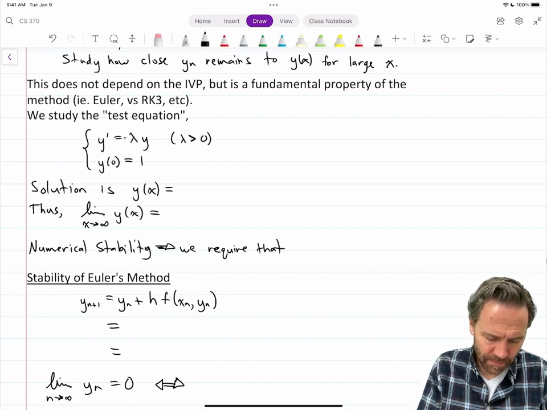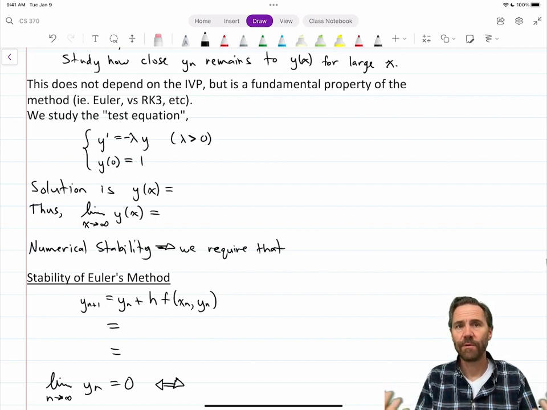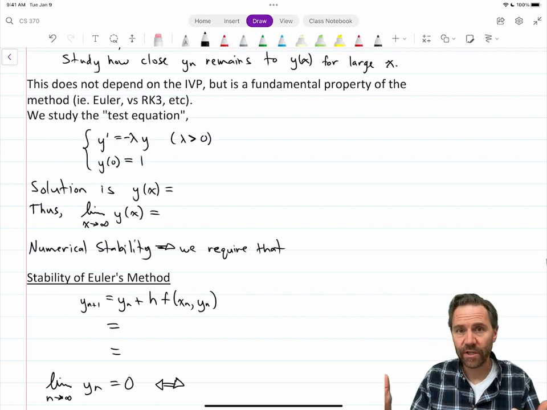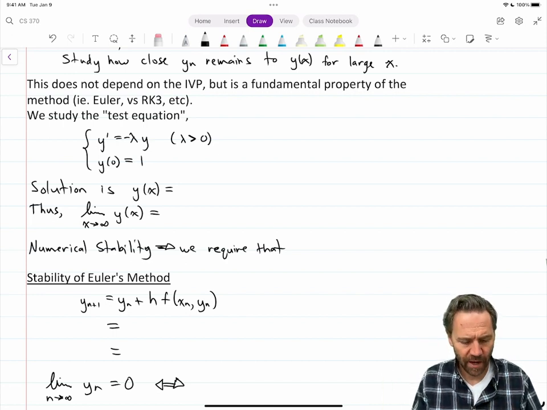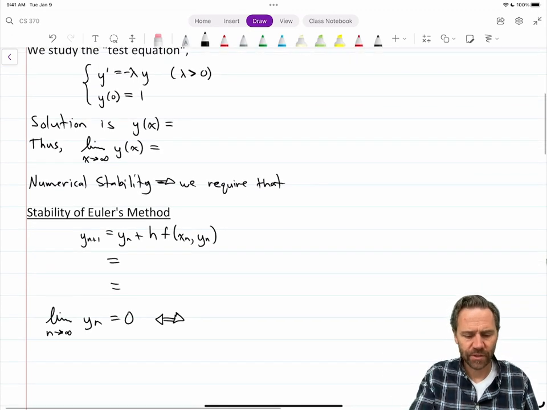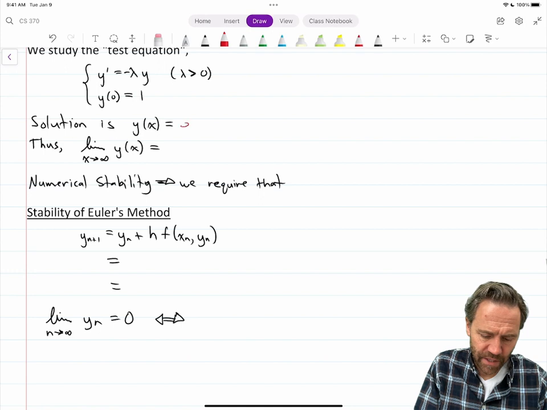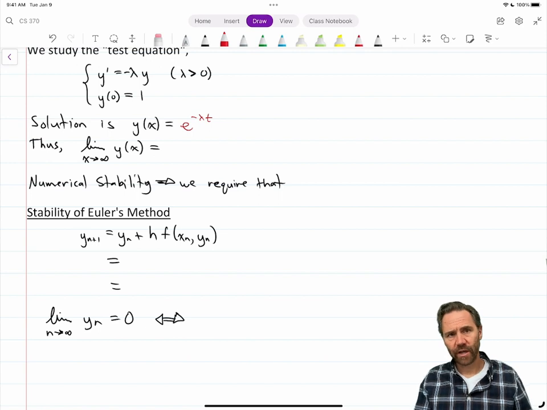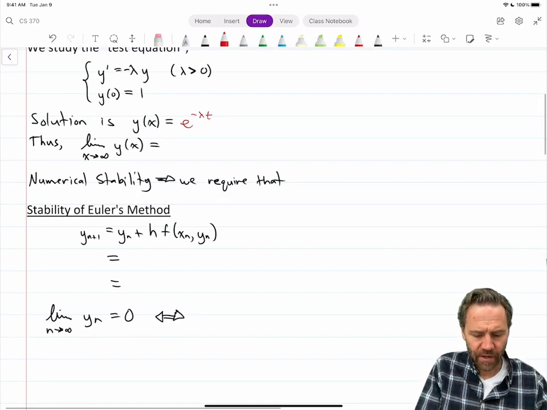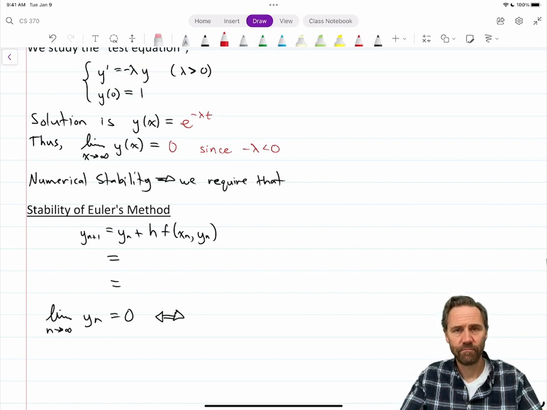So the test equation is y prime equals negative lambda times y, where lambda is a positive number. So this is basically exponential decay at rate lambda. And we're going to start at y(0) equals 1, but it's irrelevant, really. Doesn't really matter. So the solution of that linear differential equation, we know the solution. It's y(t) equals e to the negative lambda t. So that's exponential decay. And as t goes to infinity, y goes to 0. This is since negative lambda is less than 0. Negative decay rate, or a decay.